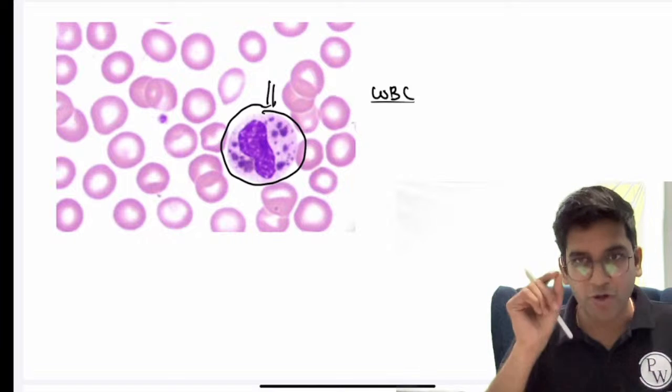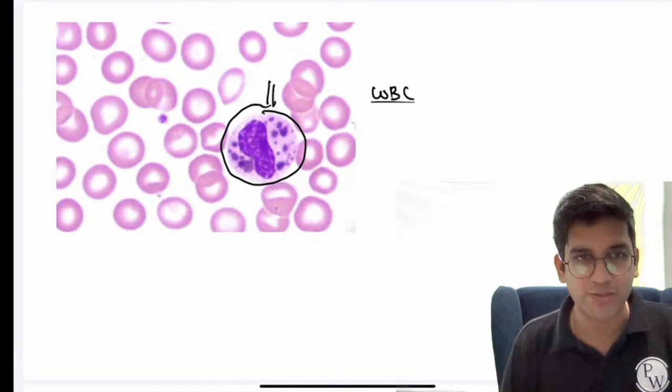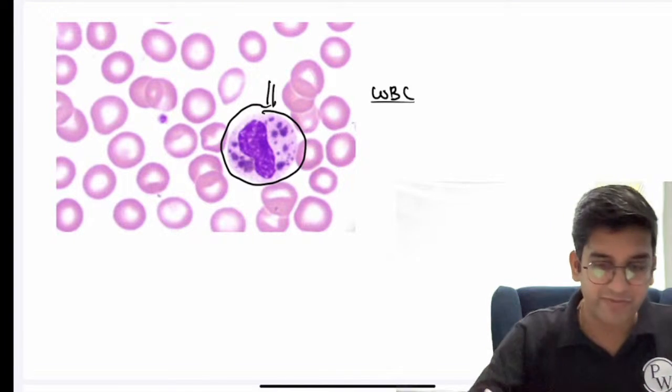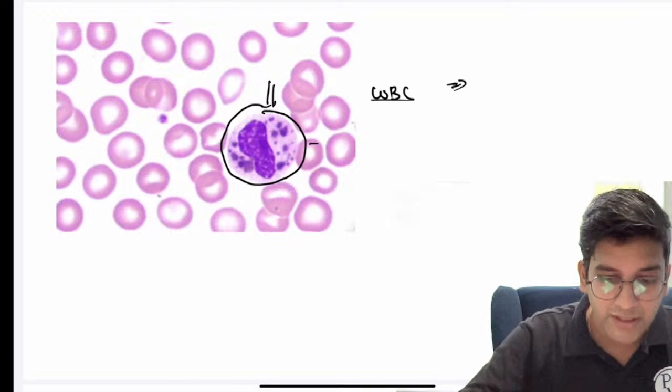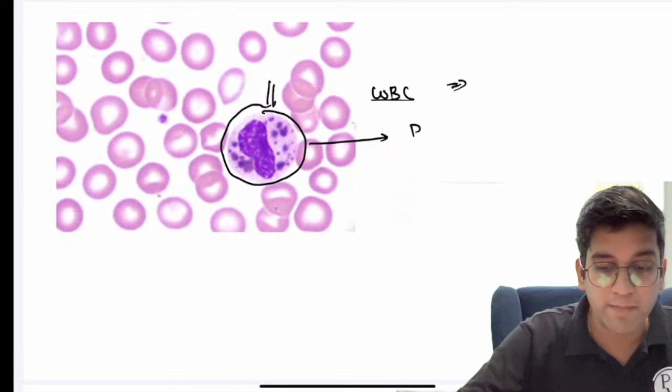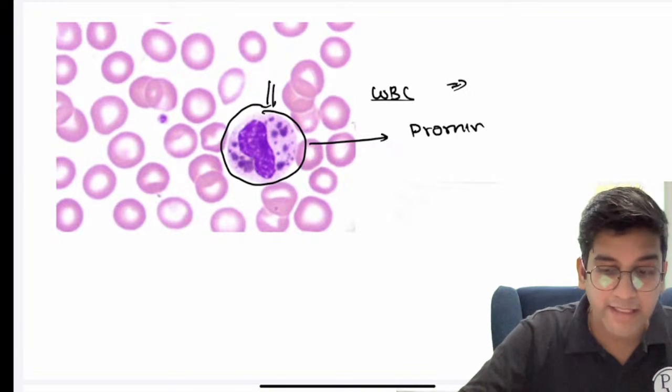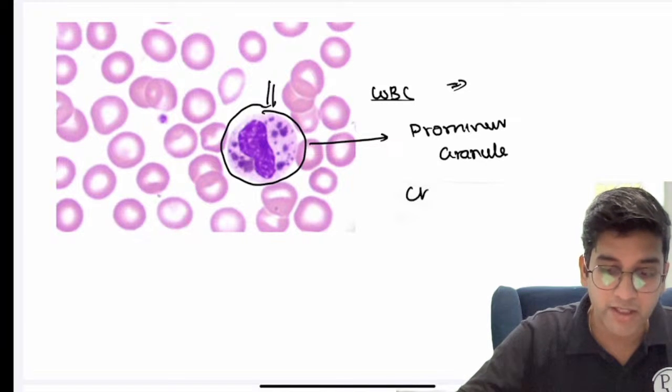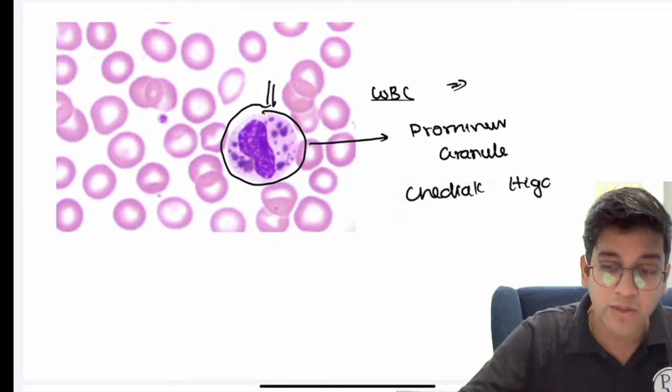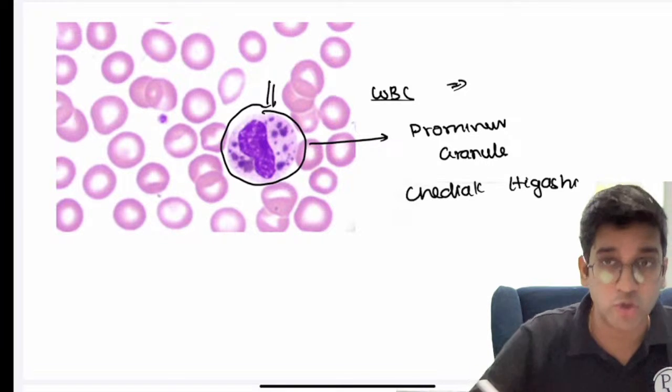I'll take whatever options you're saying. I'll give a clue for them as well, but anything? Perfect. That's a classical case of what you look for, the WBC prominent granules in case of Chediak-Higashi syndrome, right? Okay. So I'm sure we must have read about Chediak-Higashi syndrome's prominent granules. That's how Chediak-Higashi syndrome prominent granules look.